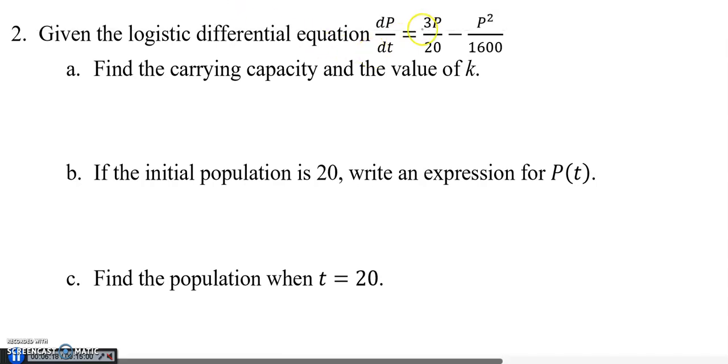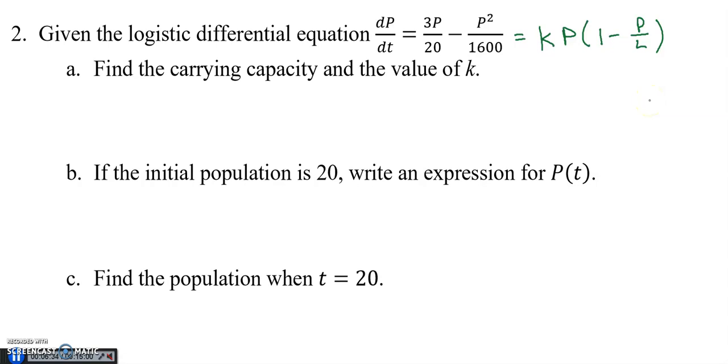One thing to notice is that this does not look like some constant k times p times the expression 1 minus p over L. So that's going to be our first challenge. We want to make sure that our differential equation looks like that. So we have some constant times p times a separate thing. So we're going to have to factor some things out.